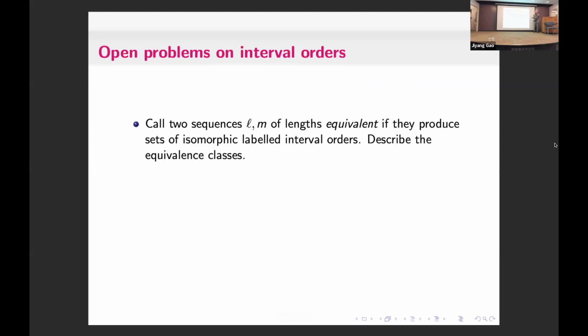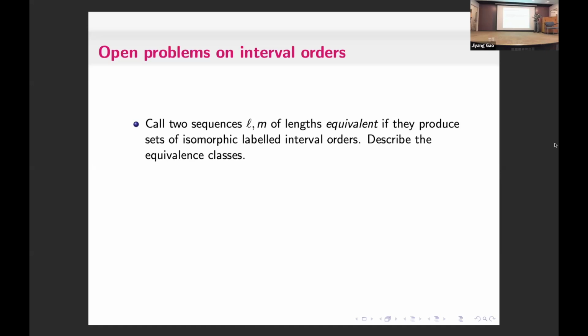So I think there are a lot of interesting open problems connected with these labeled interval orders. Suppose we have two sequences of lengths, L and M. We can say they're equivalent if the sets of interval orders you can get from these lengths have elements that are isomorphic to each other. Then we can call the lengths equivalent. What are the equivalence classes?